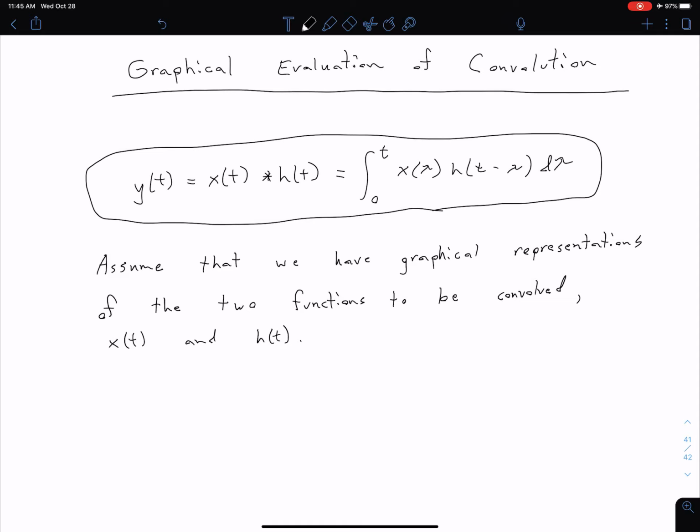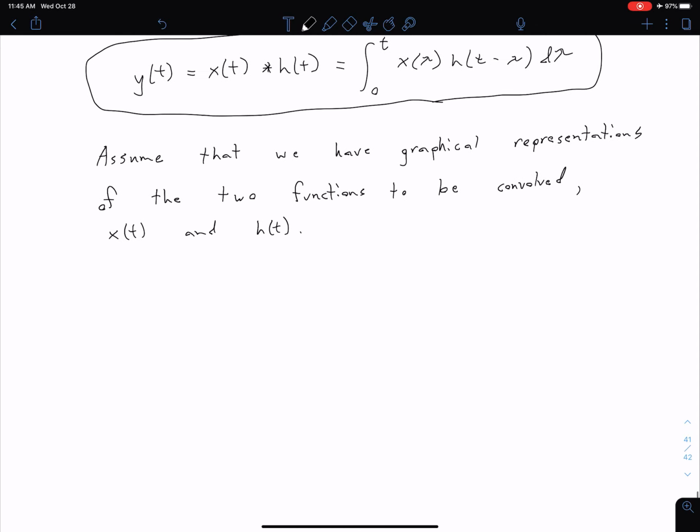Of course, we're going to assume we have graphical representations of the two functions we want to convolve, in this case x of t and h of t. If we have those two graphical pieces of information, then we're just going to follow the steps here. Our first step is going to be something called folding. What this is, we're going to take the mirror image of our h of lambda.